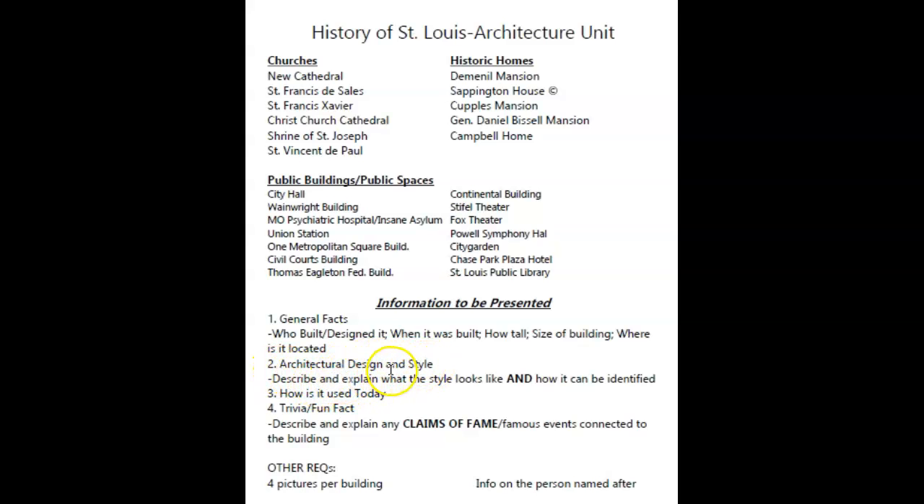Category number 2, architectural design and style. You need to describe and explain the style and teach us how it can be identified. So for instance, I've taught you that Greek Revival can be noticed by the Greek columns and the triangular front. We've talked about how Italian Renaissance can be seen by the use of arches and rectangular shapes. So you have to teach us how your style can be identified.